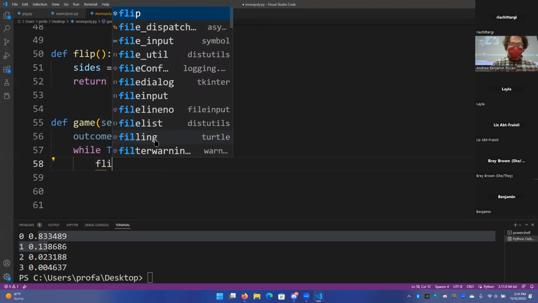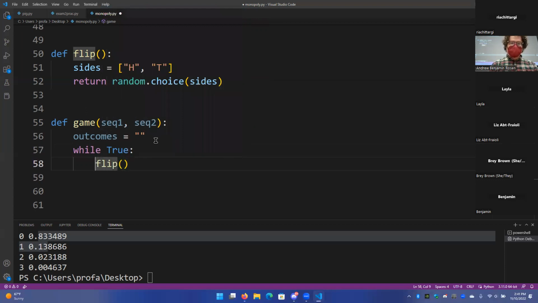flip. I'll flip it. That's going to generate a string. Outcomes is equal to outcomes plus this. And remember, adding two strings together is just basic string concatenation. It glues the strings together. All I'm doing here is getting the result directly rather than storing it in a variable. I could store that in a variable and then add it, but I'm not. The other thing I could do is reduce this to plus equals, but again, I just want to emphasize that that is what plus equals means.